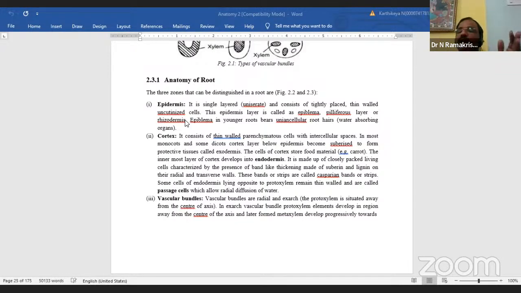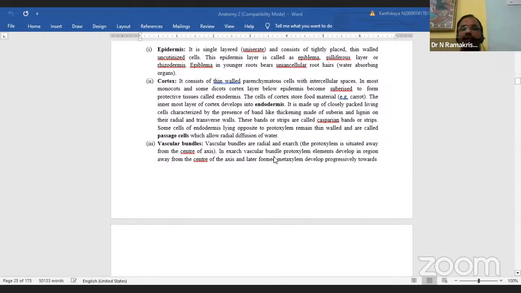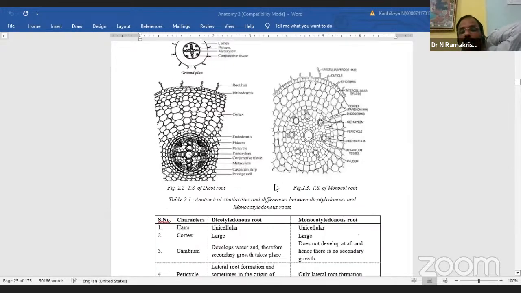You already know the fundamental tissue system includes the pericycle, pith, and endodermis. There are many structures, but here we call this the cortex. Next, the last one is the vascular bundles, which means xylem and phloem. Here I am showing the diagrams. This is the dicot root system, and this is the monocot. What is the variation between dicot and monocot? This one is most important.